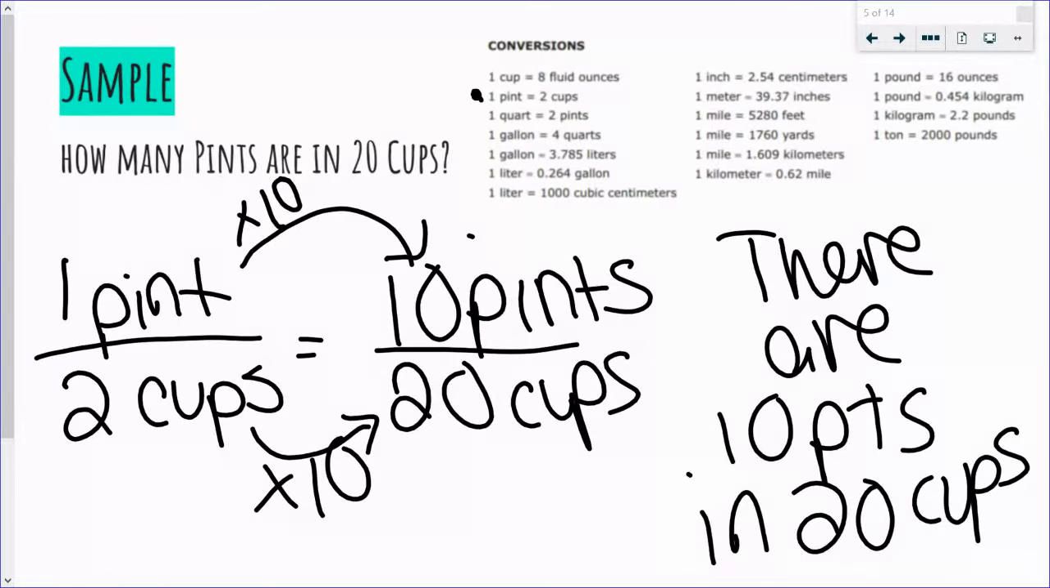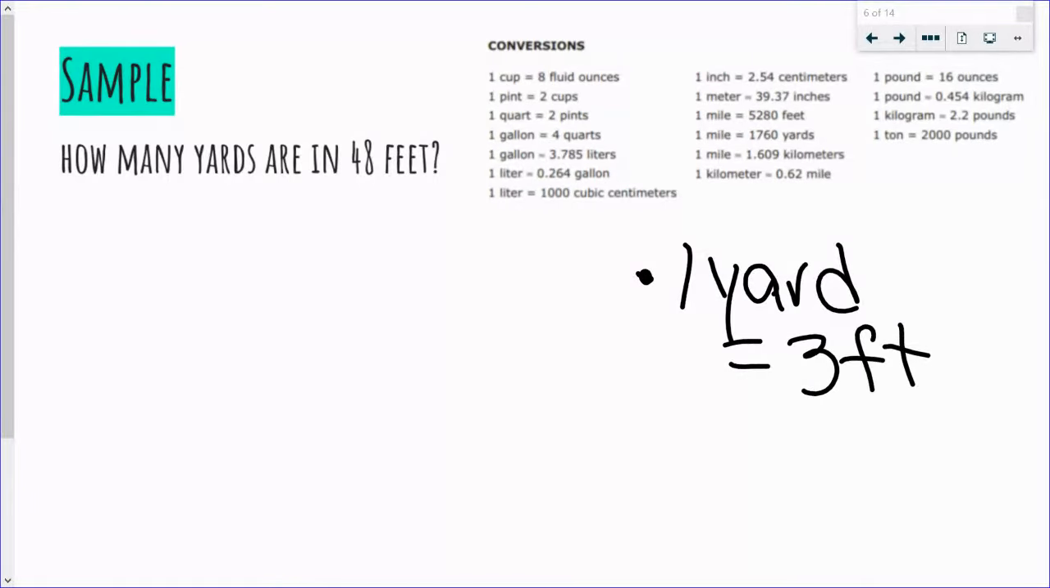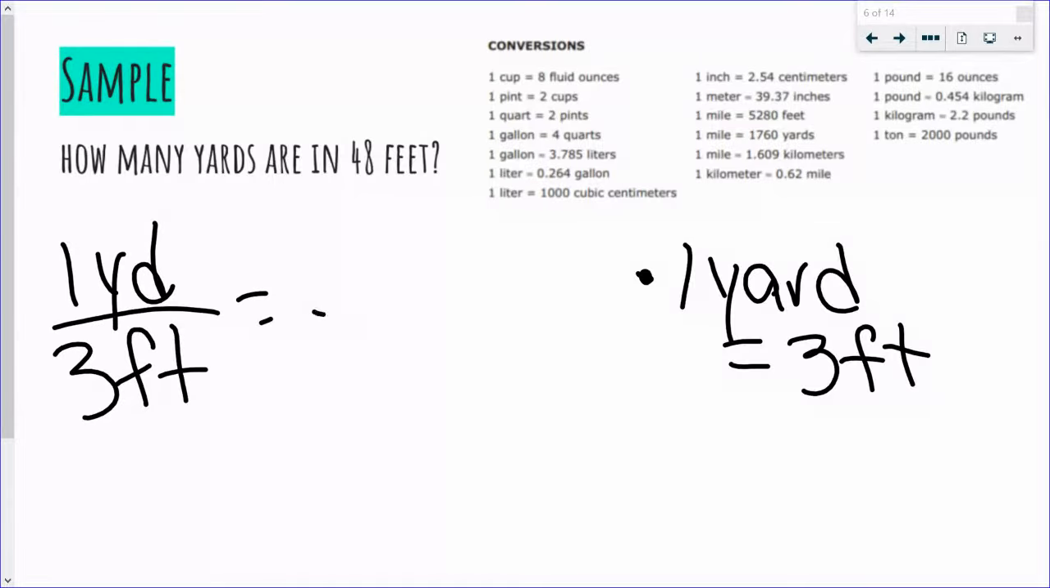All right, let's continue. How many yards are in 48 feet? Here is the deal with this. They expect that this is common knowledge. This is not on your conversion chart, but hopefully we all know that 1 yard is equal to 3 feet. So 1 yard, YD is the abbreviation for yard, is equal to 3 feet, and we want to go to 48 feet.